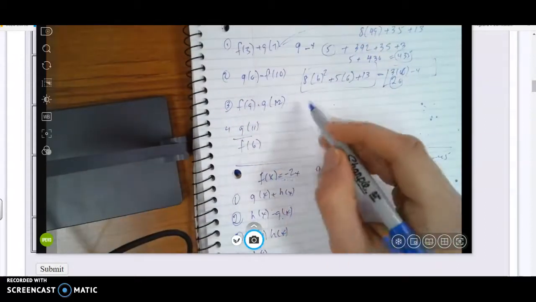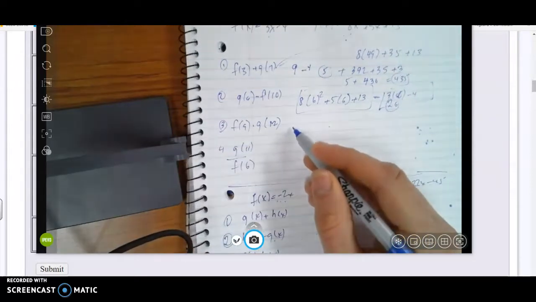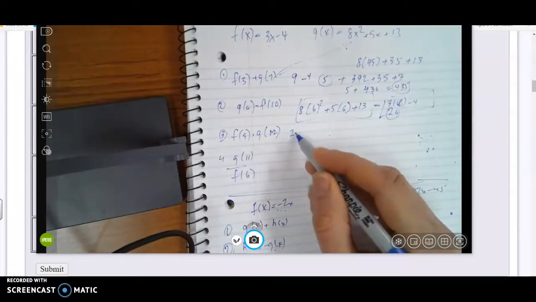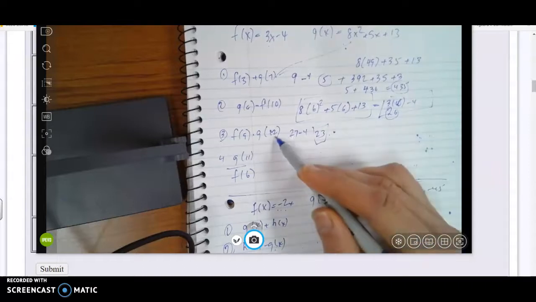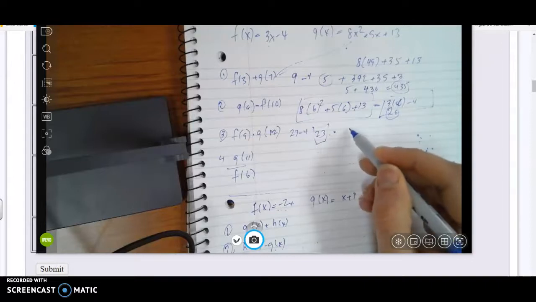F of 9, you put 9 in there, and what's 3x minus 4? It's going to be 27 minus 4, so it's 23. You get an answer for that. Then you multiply it times the answer you get from g when you put a 12 in there. That's a huge number, so that's going to be times whatever you get here.